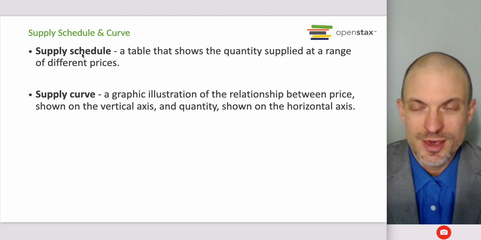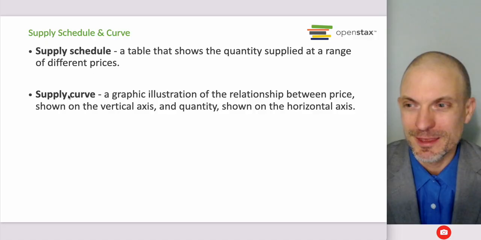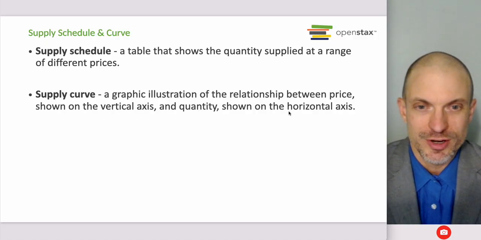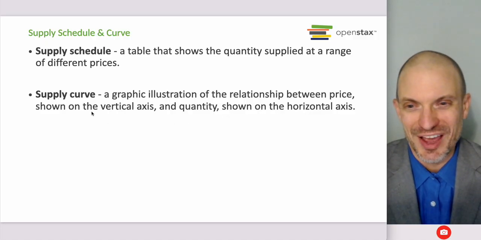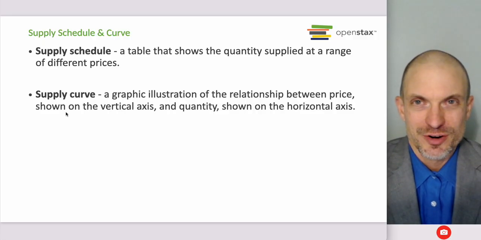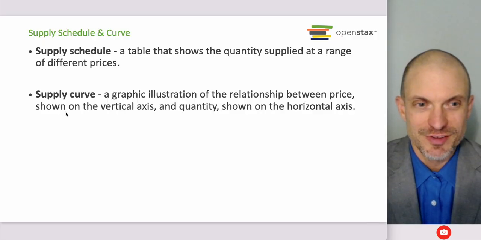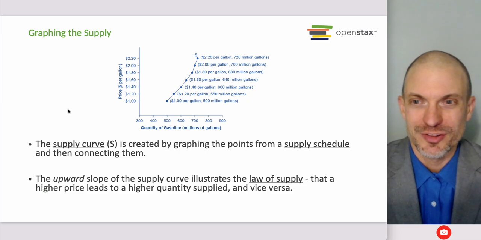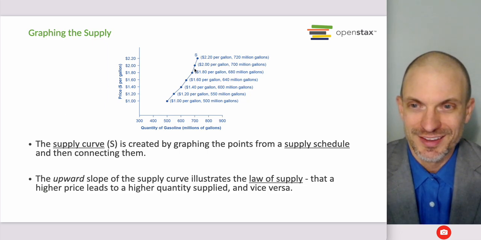Okay, supply schedule. This is a table that shows the quantity supplied at a range of different prices. Yep, so it's just like the demand schedule, only now we've got the price and quantity supplied. Supply curve is the graphic illustration of the relationship between price shown on the vertical and quantity shown on the horizontal. And again, as I said before, the supply curve is our graphical depiction of the supply relationship, and we'll call it a supply curve even if it doesn't literally curve. Even if it's just an upward sloping straight line or even a vertical line, we'll still call it the supply curve.